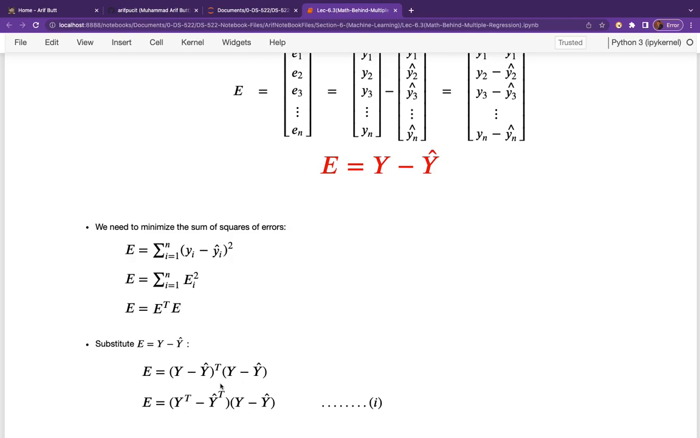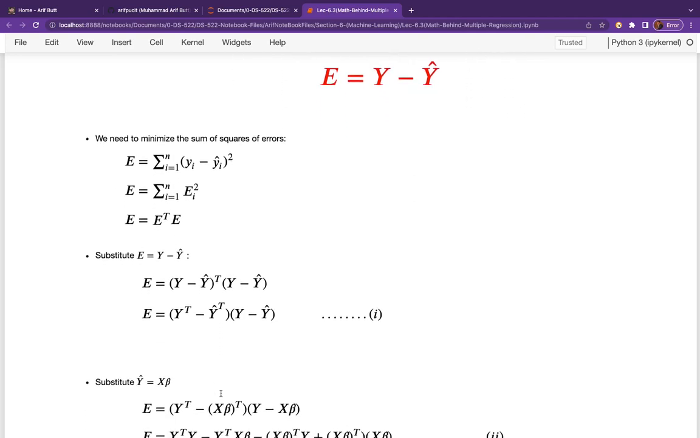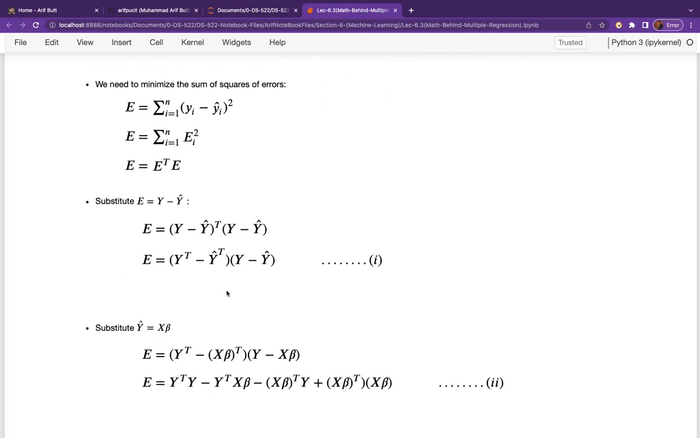Well, in equation 1 over here, if we substitute y hat is equal to X beta, we come up to this equation, and if we just multiply these two terms, we come up to the equation number 2. So this is simple multiplication.